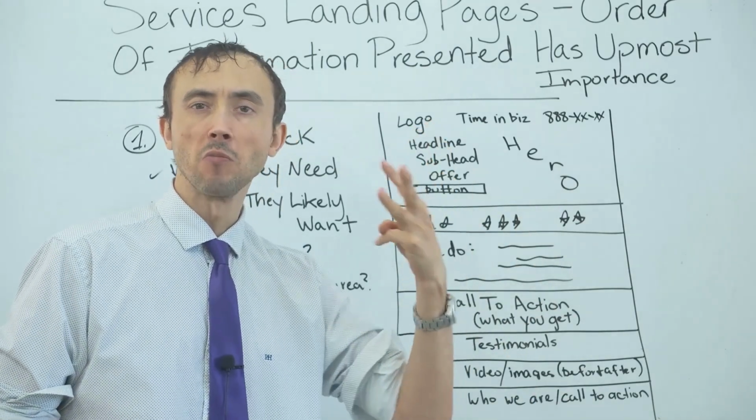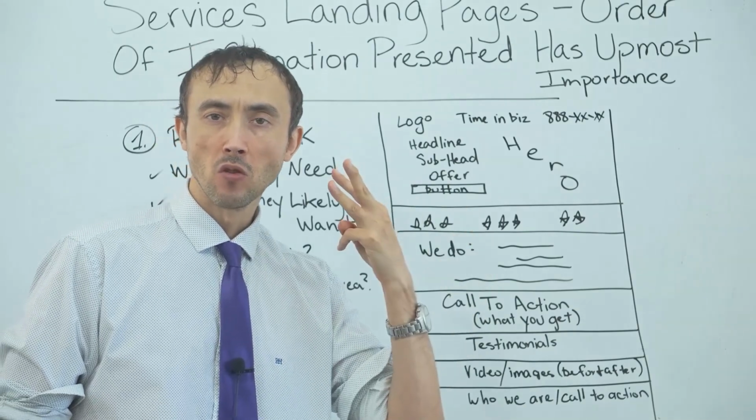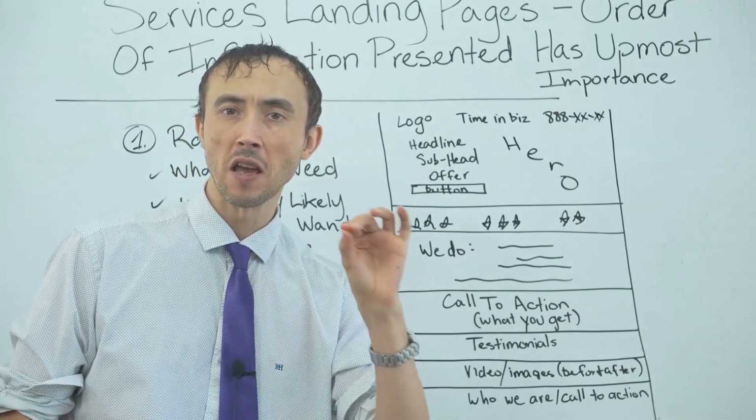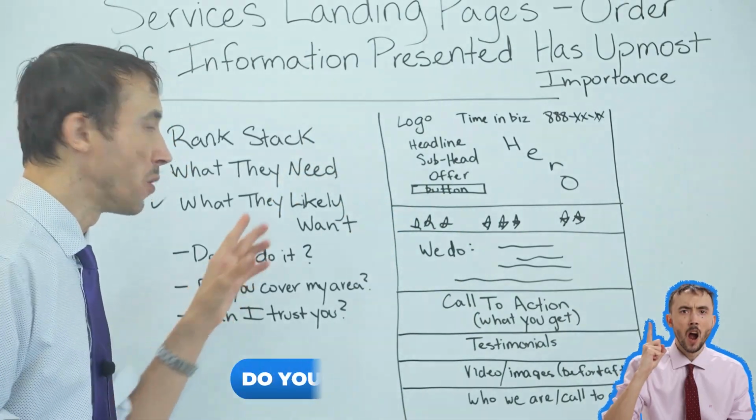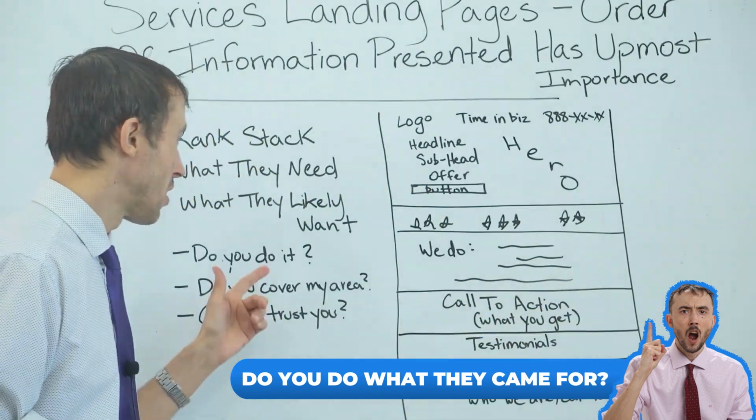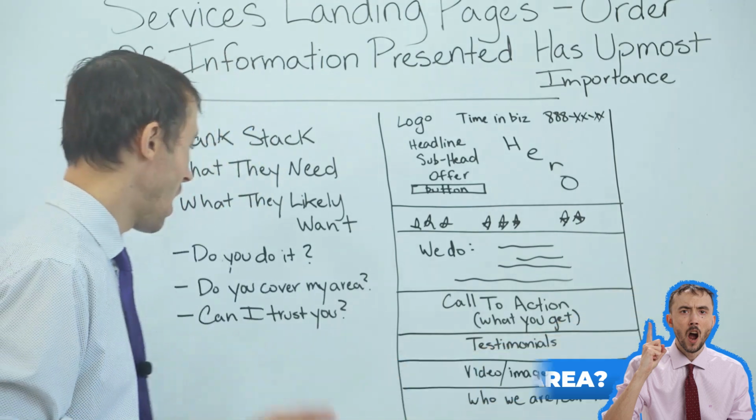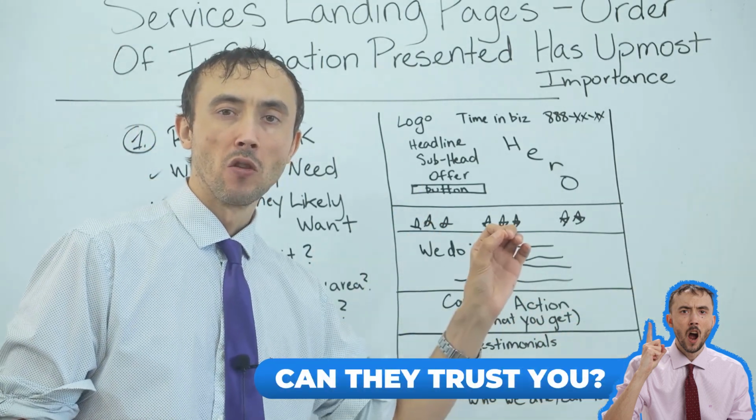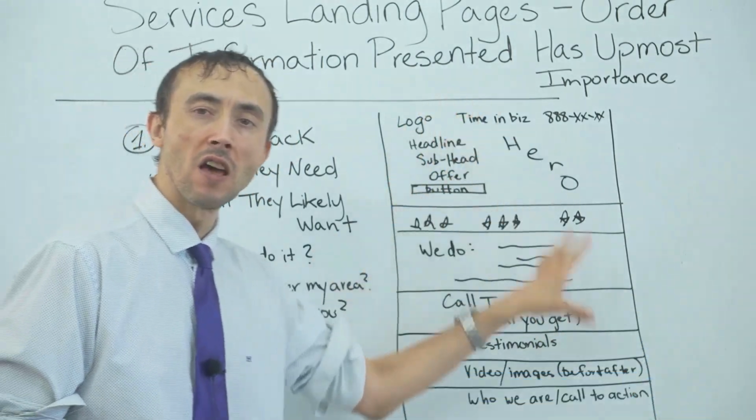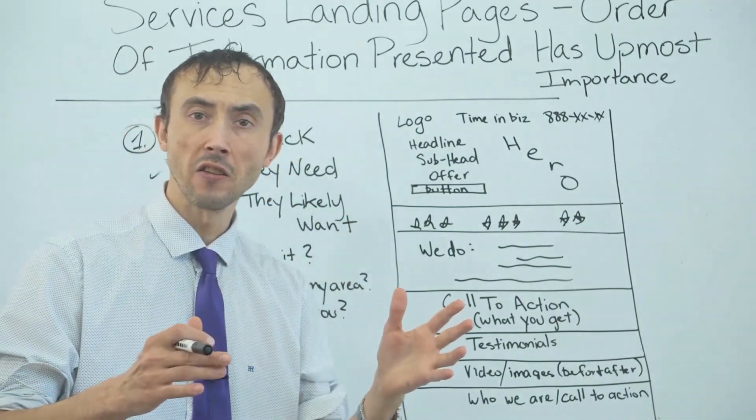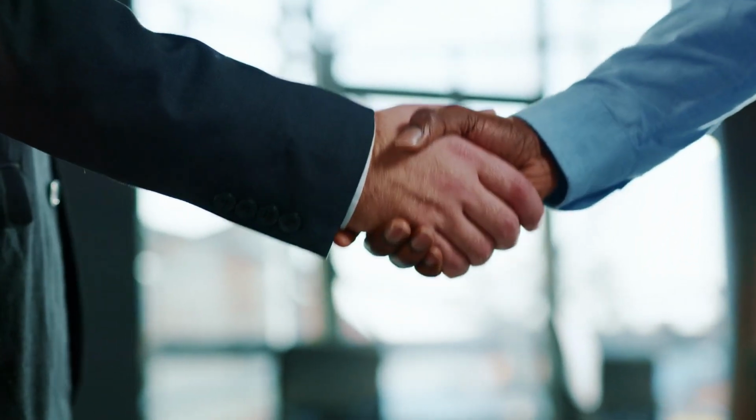the three things that people need to know right up front to be able to convert at the highest rate possible. Do you do what they came for as a user and offer what they specifically need? Do you cover their area? And can they trust you? Those three things, the quicker you convey those things to the user and the clearer they are, the more people you're going to have to sell to at the end of the day.